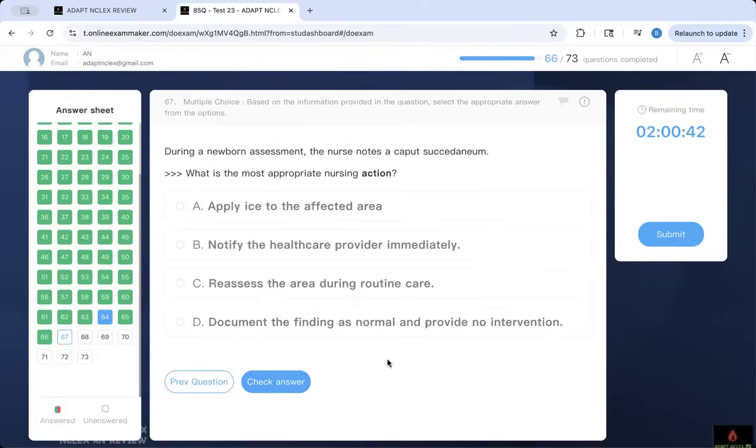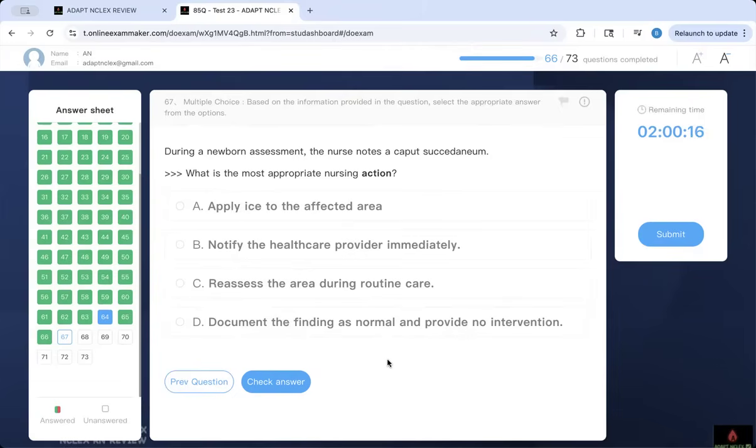A newborn assessment, the next note, a caput succedaneum. Caput succedaneum on assessment. What is the most appropriate next action? Is it a bad problem? Apply ice to the affected area. Notify the care provider immediately. Reassess the area during routine care. Document the finding as normal and provide no intervention.